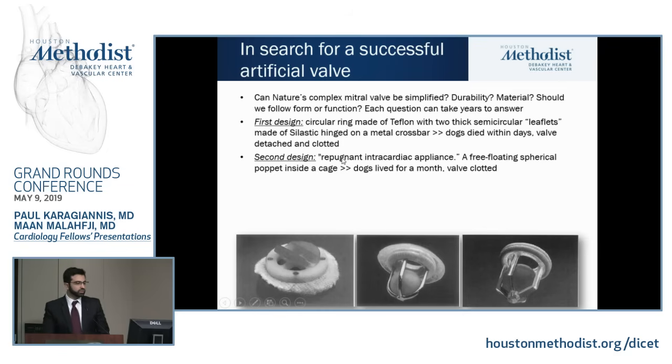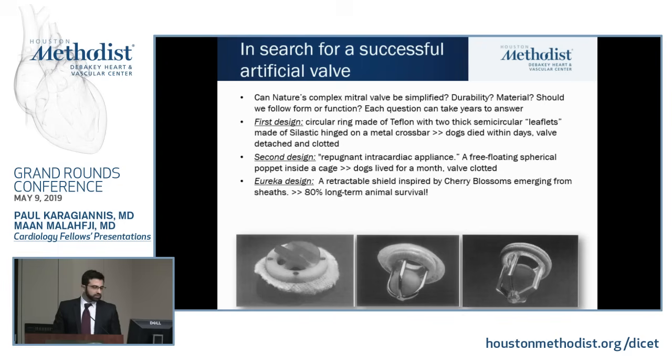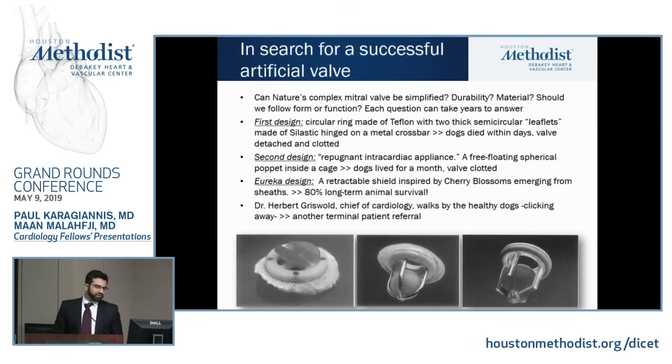Their second design, which Starr called a repugnant intercardiac appliance, used the cage with the ball, and they later added on this shield that prevented a lot of the clotting, especially in dogs, who have a more active coagulation system than humans. With the addition of this design, they were able to achieve more than 80% long-term survival. And the chief of cardiology, who was walking by the dogs clicking away in their lab, sees the opportunity and starts sending them his terminal patients.